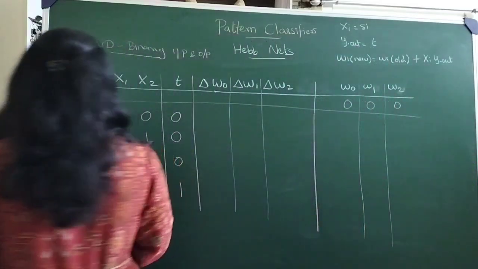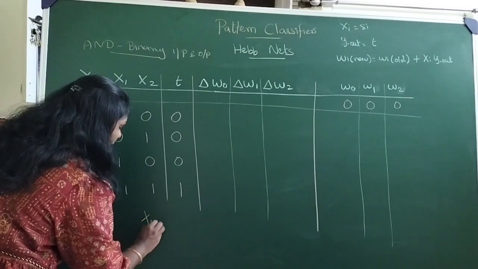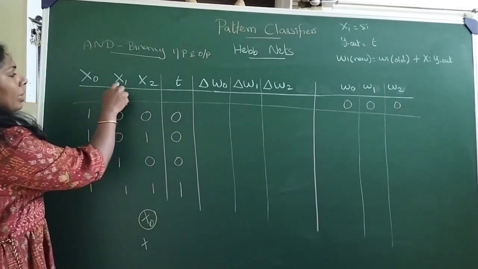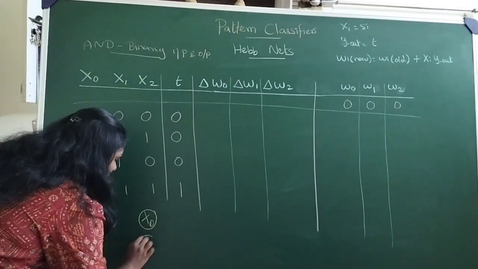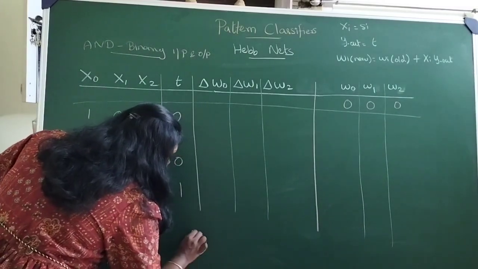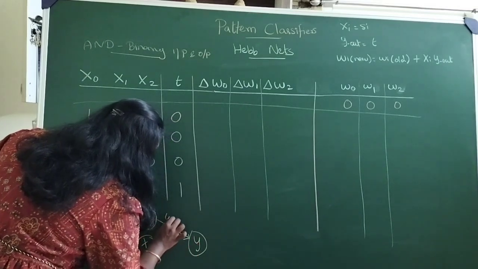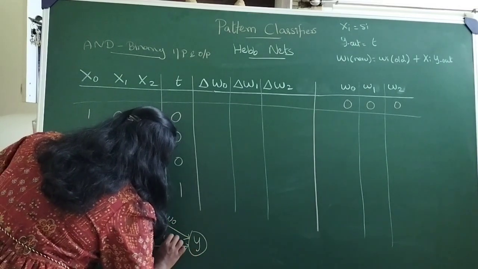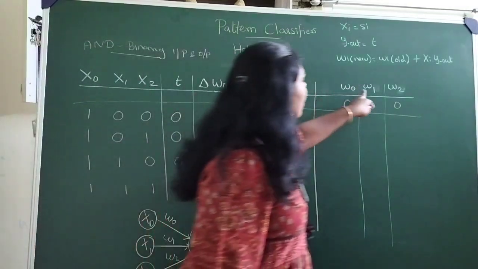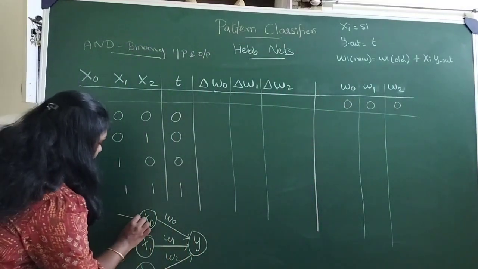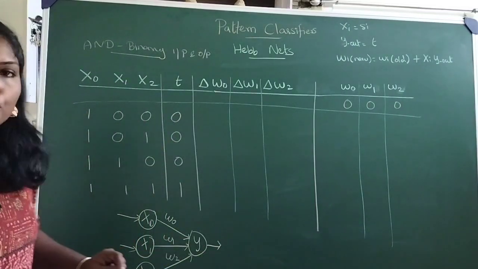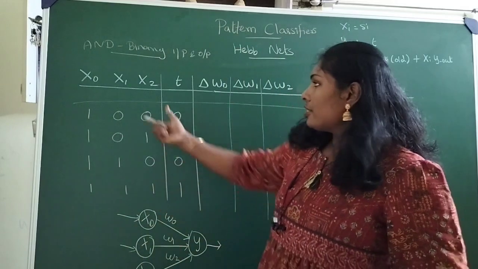Now the architecture of this Hebb's net is very simple. You have your bias value as x0, and for AND logic you have two inputs, x1 and x2. So x1, x2, and your output is going to be your y, and it is connected using the weights W0, W1 and W2. So I have three weights, W0, W1 and W2, and this takes the input from the patterns and it is going to produce an output. So this is the architecture for AND logic when I take the input neurons as 2.